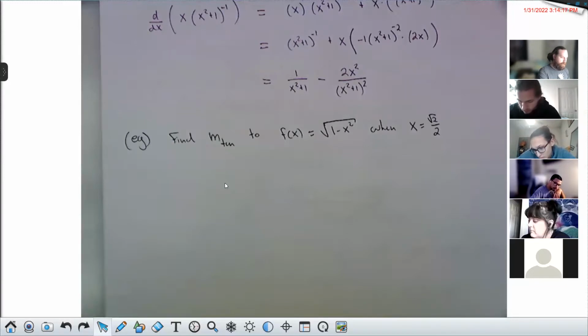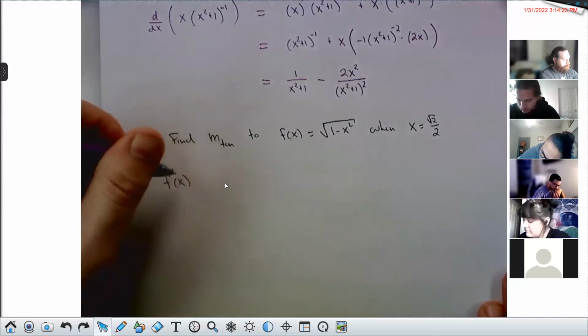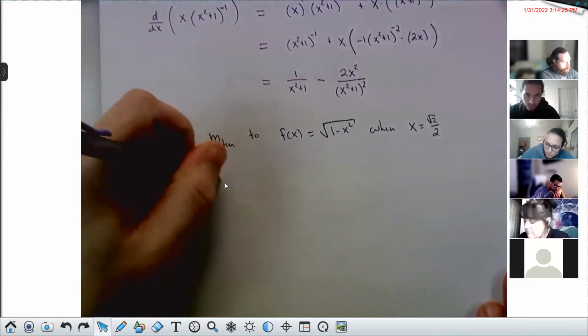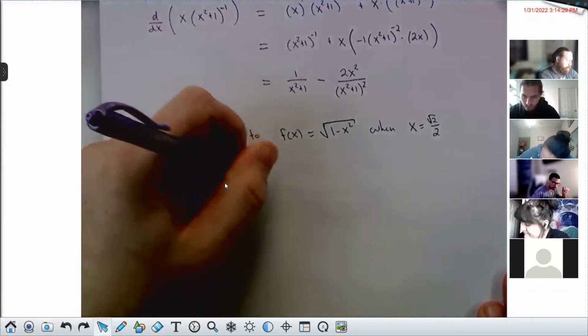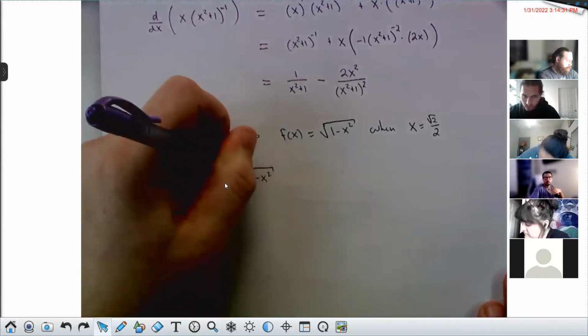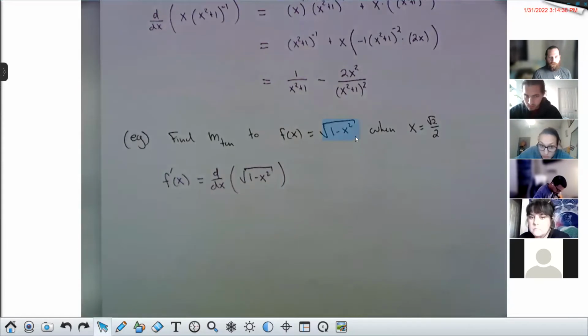So I don't want the whole tangent line, just its slope. For that, I need f primed, which would be the derivative of this function, square root of 1 minus x squared. Important note here, the square root does not distribute. This is not the same as 1 minus x. This again, this is not 1 minus x. Can't do that. That never works.